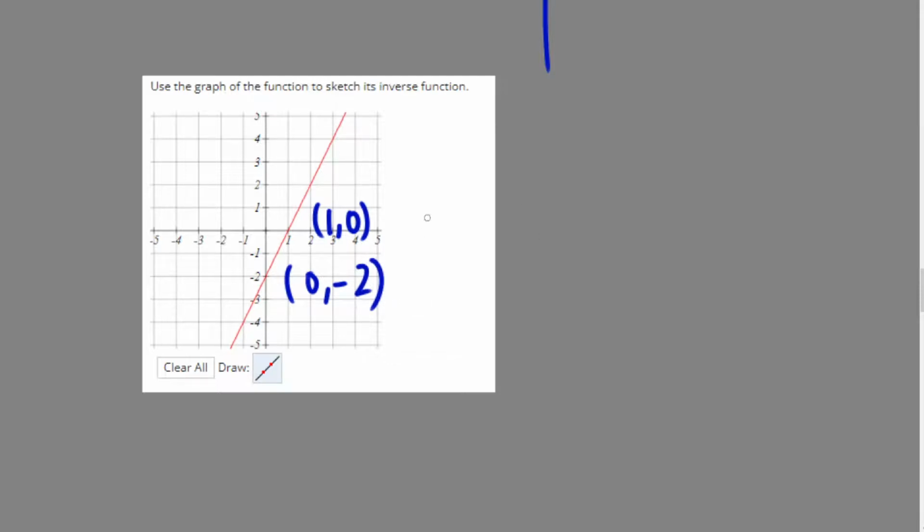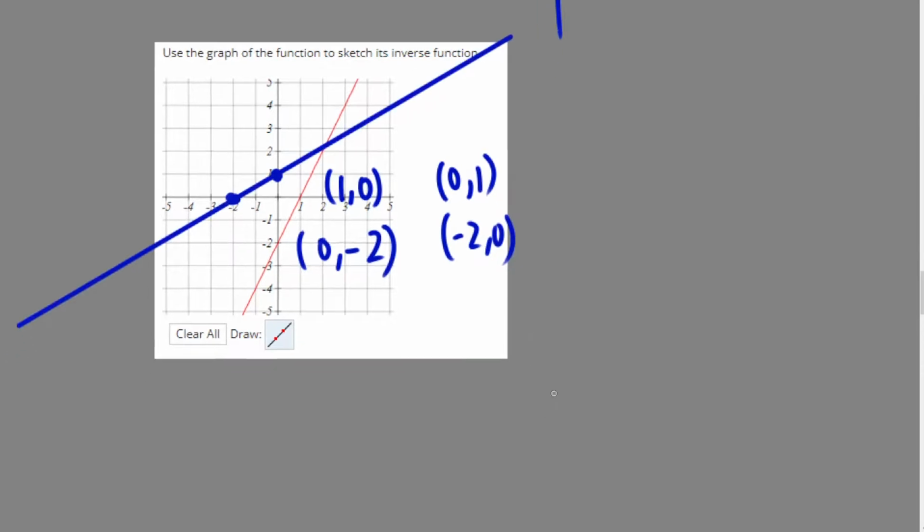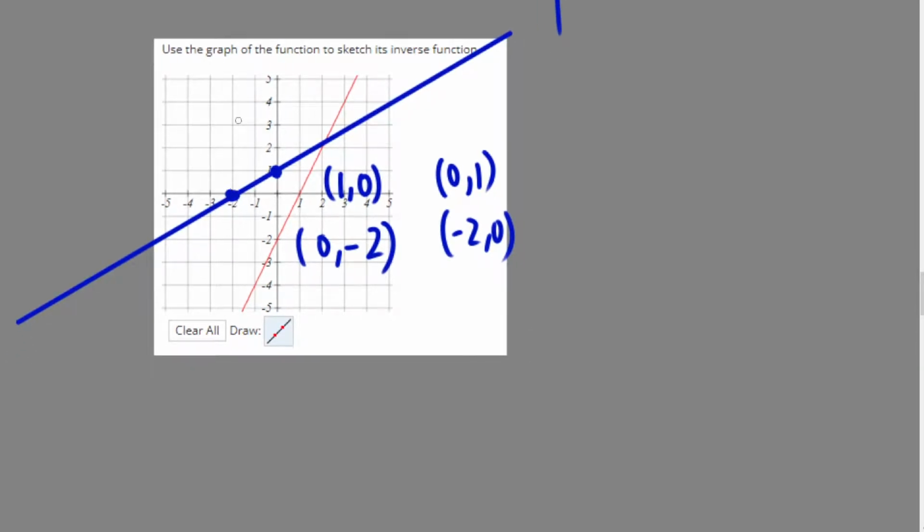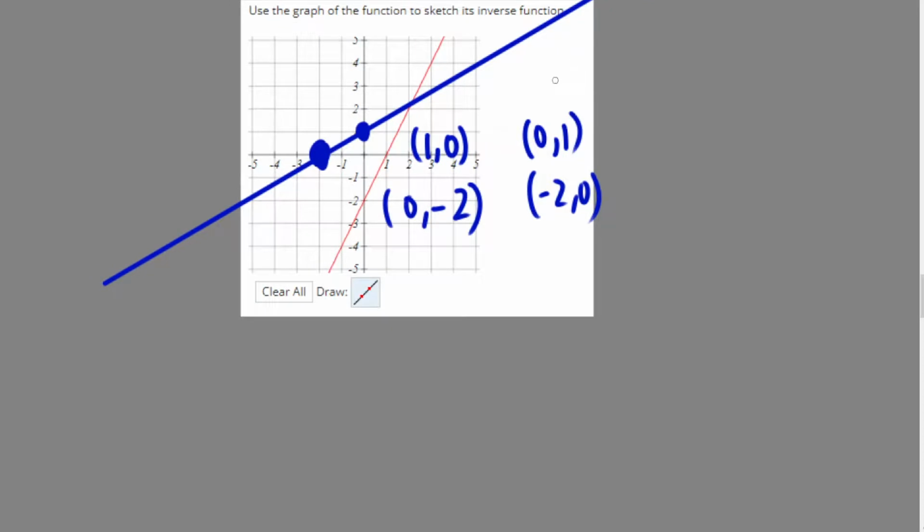For the inverse, we're just going to flip them. So our new points are going to be 0, 1, and -2, 0. So our new graph looks like this. Something like that. You just want to connect them. Yep, something like that. And what you'll do in Lumen is you'll put a point right here, and then you can drag it over to 1. And that is your answer.